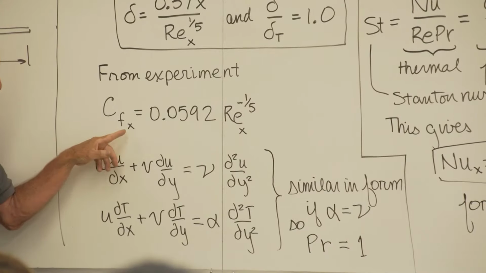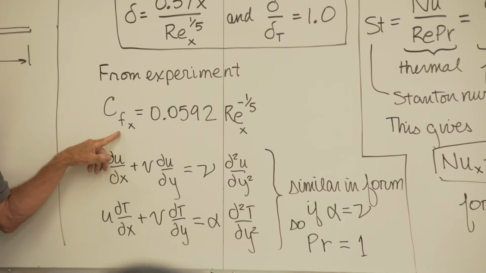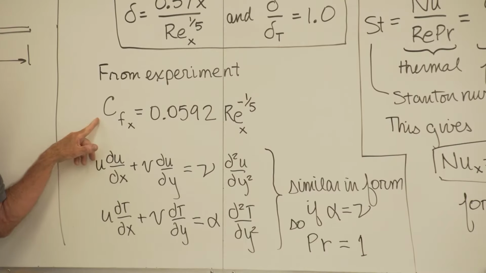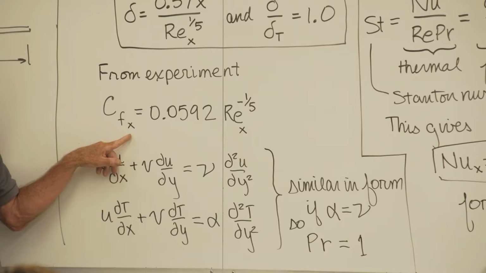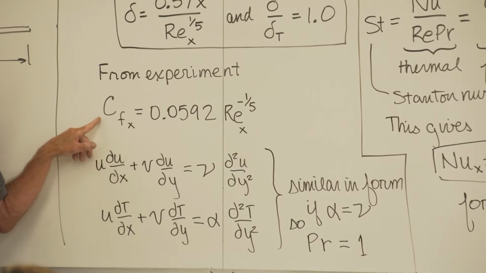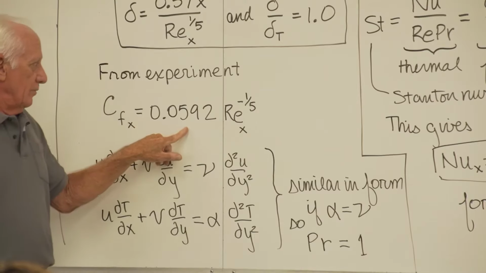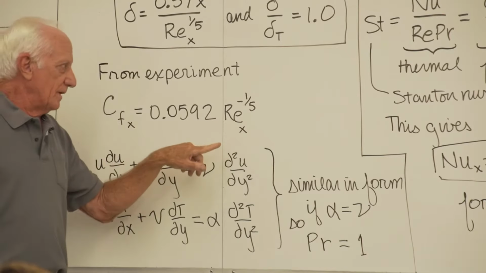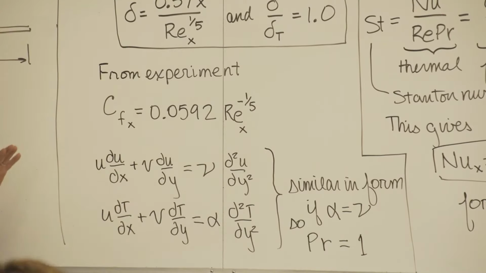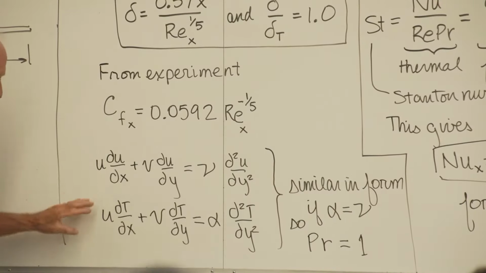The x means local, f means friction, c means coefficient. This is the local skin friction coefficient, dimensionless. 0.0592 Reynolds to the -1/5. Okay, experimental. Then they said, you know what? We had these two equations on the board a couple class meetings ago. The one is fluid mechanics, the other one is the thermal equation with temperature.